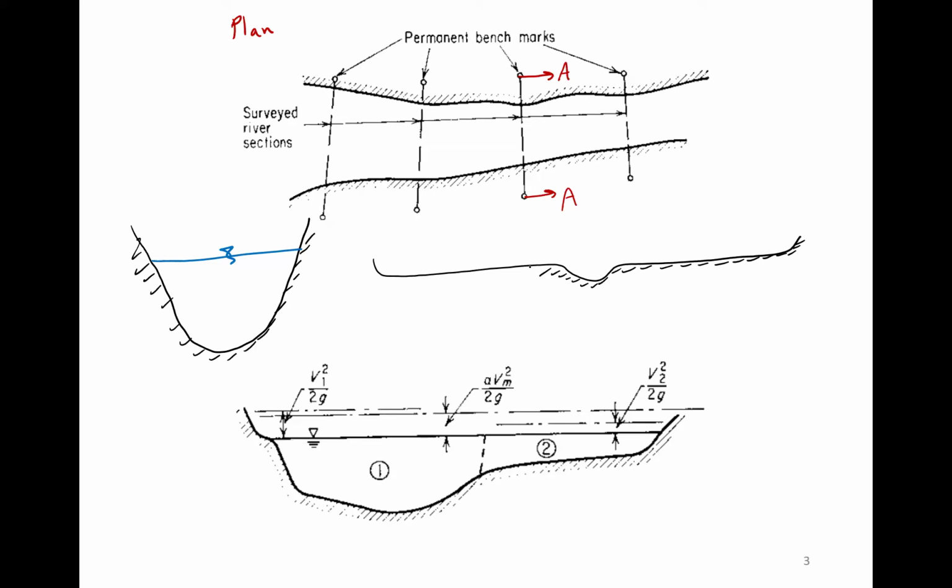And as you notice, it's made of a few components in the flow. When you have a relatively low flow, the water level might be in here, and only the deeper portion of the channel will be active. And then as the water level goes up, let's say you have a flood, the water level might be up here now, and then you have a much wider flow area in section. This is typical of relatively mild slopes in the longitudinal direction, and they're much wider in section compared to steep channels.